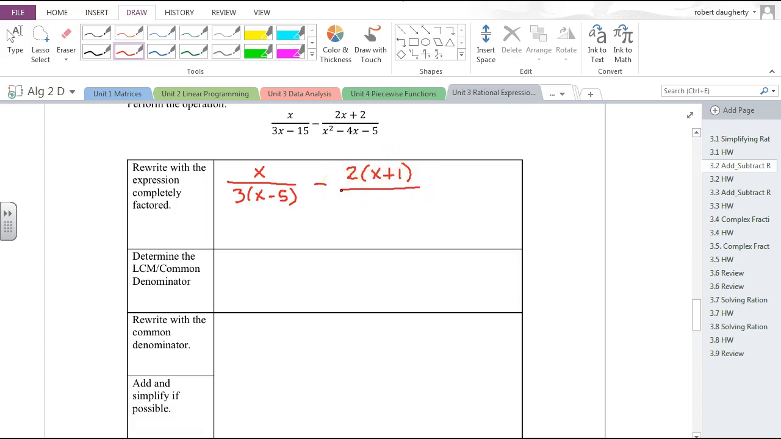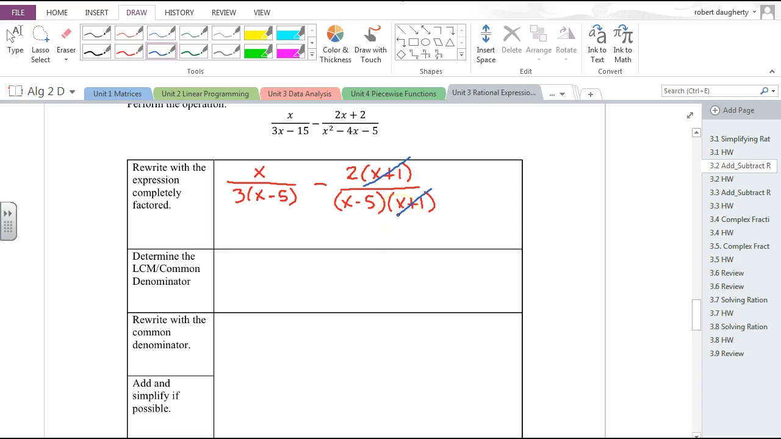Okay. Now look at the next one. This will factor if there are numbers that multiply to negative 5 and add to negative 4. What does that? Yeah, negative 5, positive 1. So this is x minus 5 times x plus 1. Okay, now I am completely factored. Now there's something you see in that right term that looks like it's going to simplify. What is x plus 1 divided by x plus 1? That is 1. So that's going to make this problem simpler.